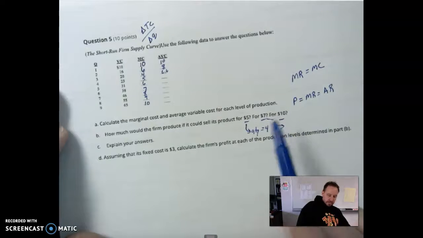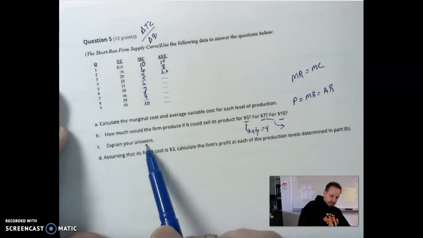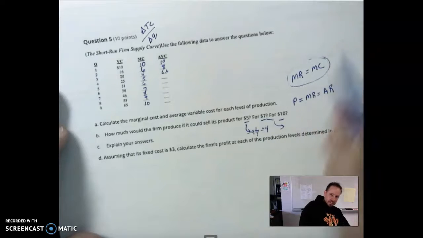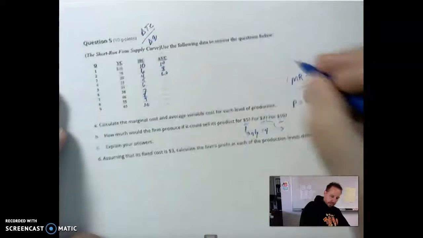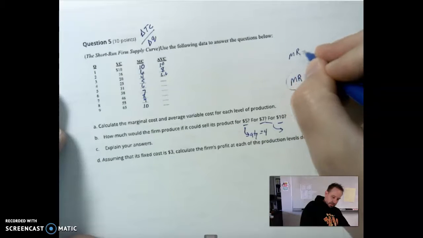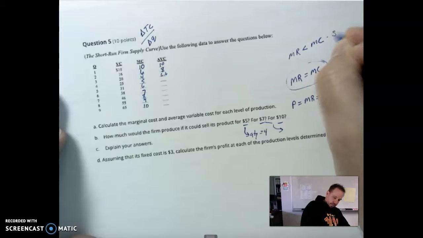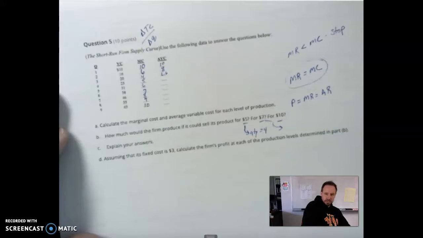And now you do that same practice at $7. You go find which quantity would be at 7 and what it would be at 10. And the explanation is always going to come back to the golden rule: marginal revenue is equal to marginal cost. As soon as marginal revenue is less than marginal cost, this is where we stop producing.